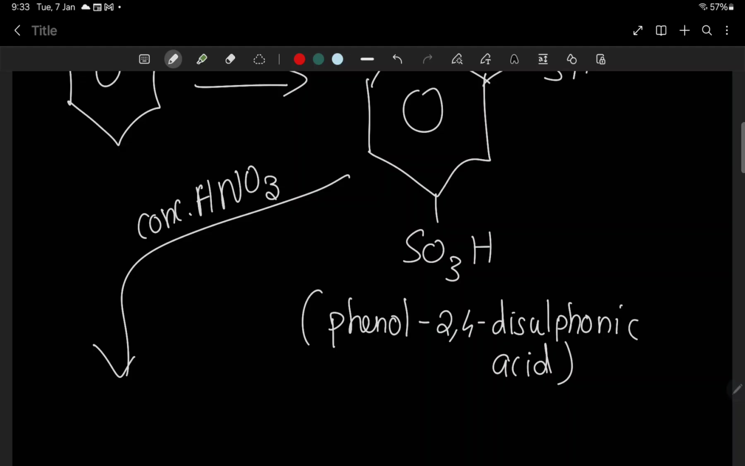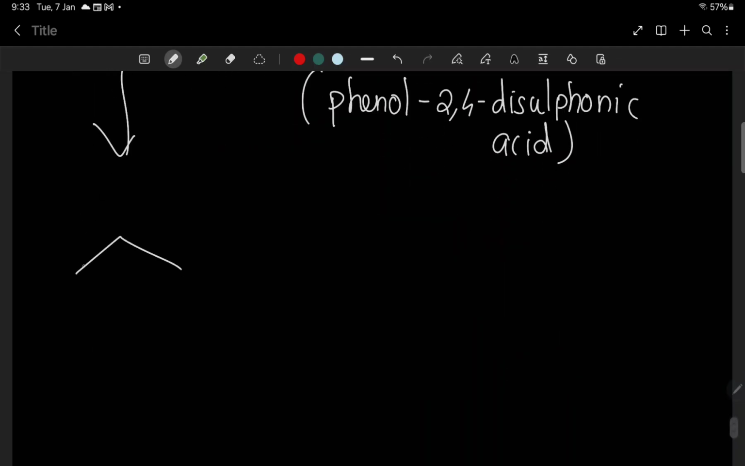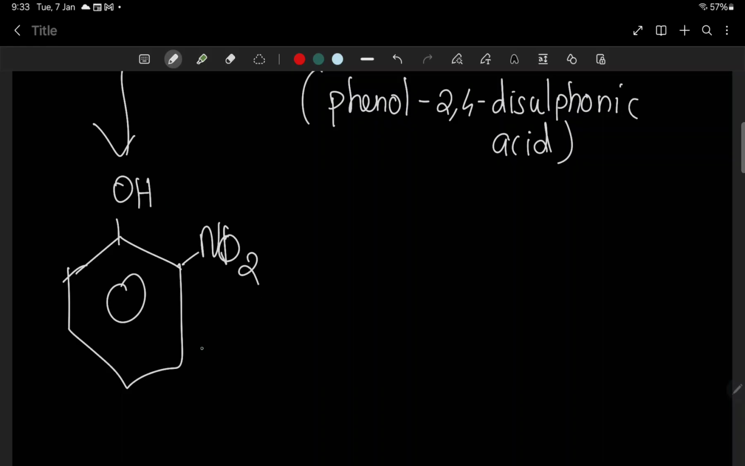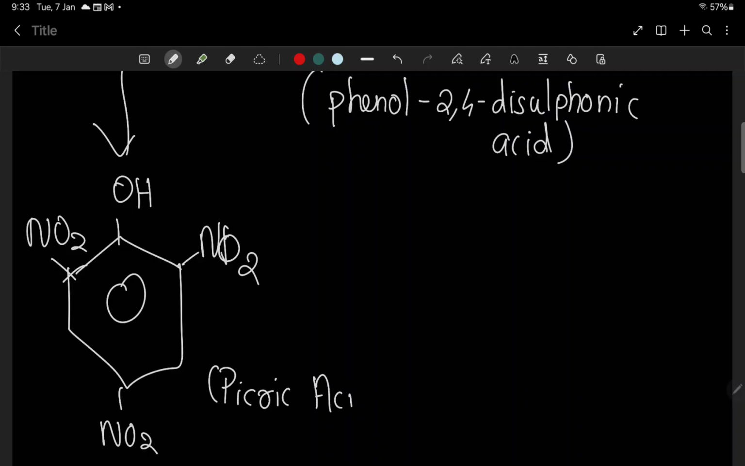They are doing this for purity. With nitric acid, what do we get? 2,4,6-trinitrophenol, or picric acid. Picric acid. This is the thing. Yes, so we get picric acid. Are you okay with it? Yes, so this is the process that we use nowadays.